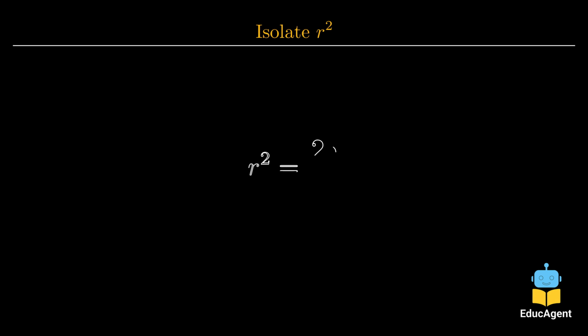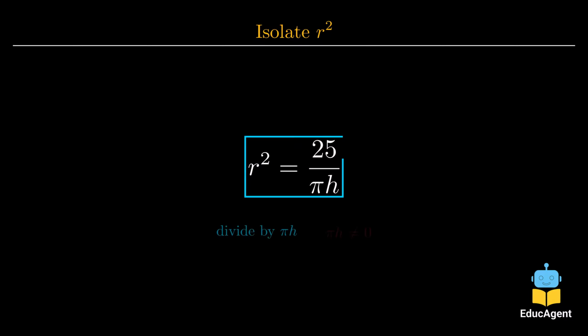Divide both sides by pi h to isolate r squared. This step already hints at a restriction. We can't divide by 0, so h can't be 0.